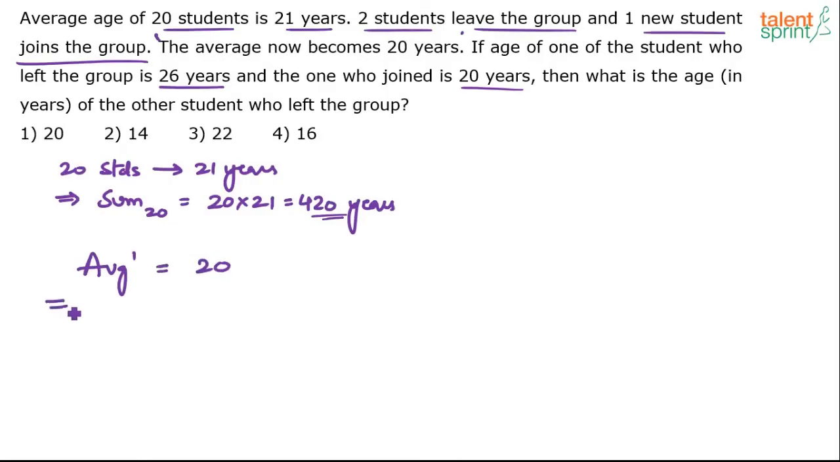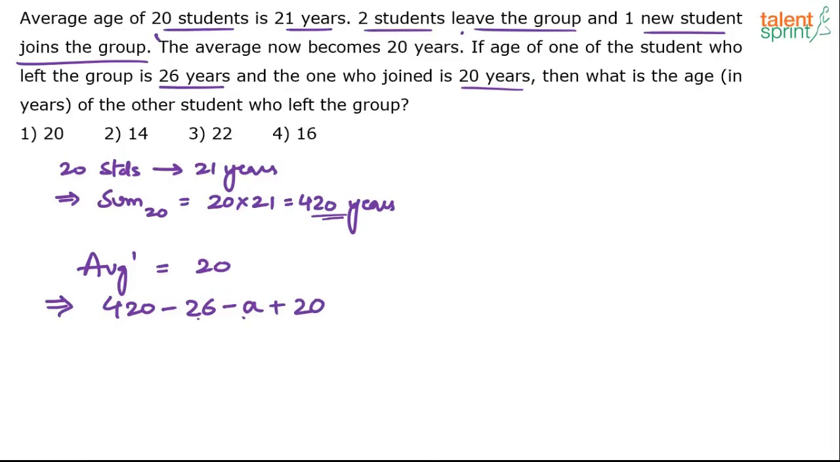How do you calculate average? Sum of all the values divided by number of values. Now, how do you get the sum? The total sum of ages of all the students is 420. Now, from this 2 students left, so subtract their ages. 1 student who left the group was 26 years, so I'll subtract his age, minus 26. The other student's age, let's assume, is A. So from 420, we have subtracted the ages of those 2 students who have left the group. Now let's add that student who joined the group. The one who joined the group is 20 years. So plus 20.